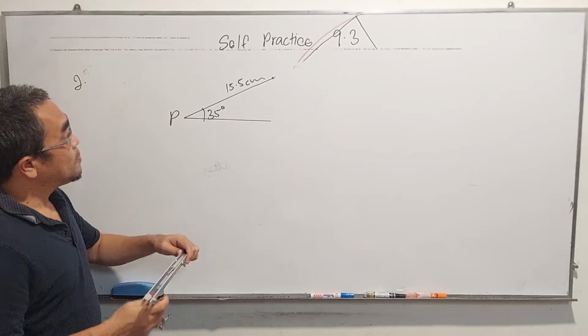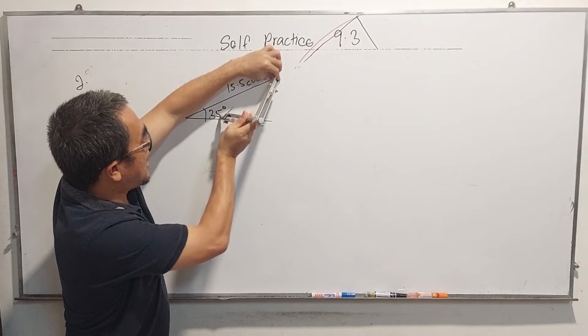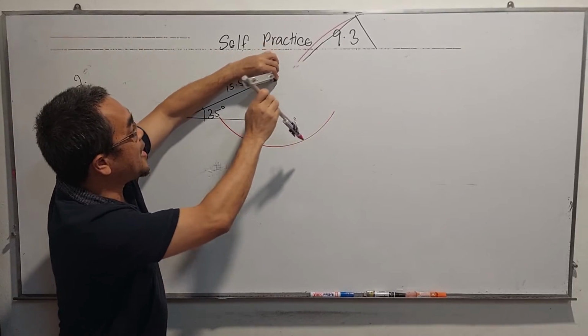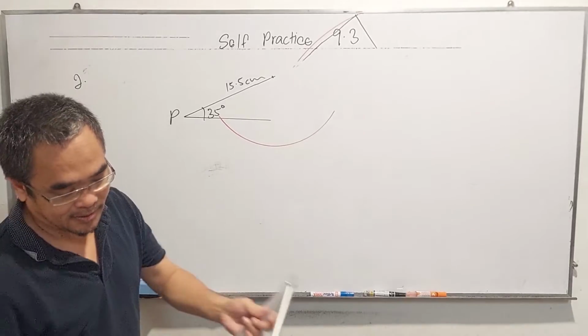Okay, so because the length here is stated, so what I'll do, you can see there are 2 places where it will intersect.